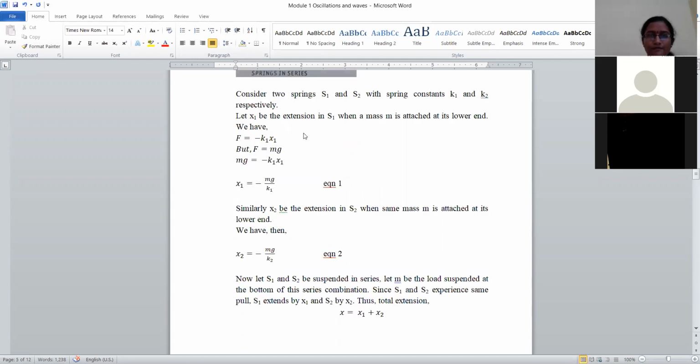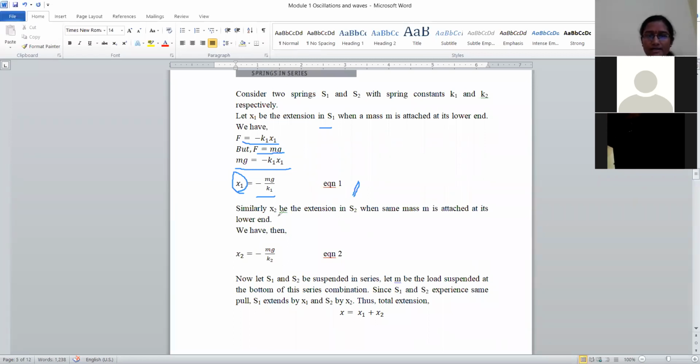So from the first spring S1, we have force equals to minus K1 into X1. And the force is also given by mg, mass into acceleration, which is acceleration due to gravity, g. So we have mg is equal to minus K1 into X1. So X1, the displacement, is equal to what? X1 is equal to minus mg by K1. Call it equation 1, and this is for spring 1, that is S1.